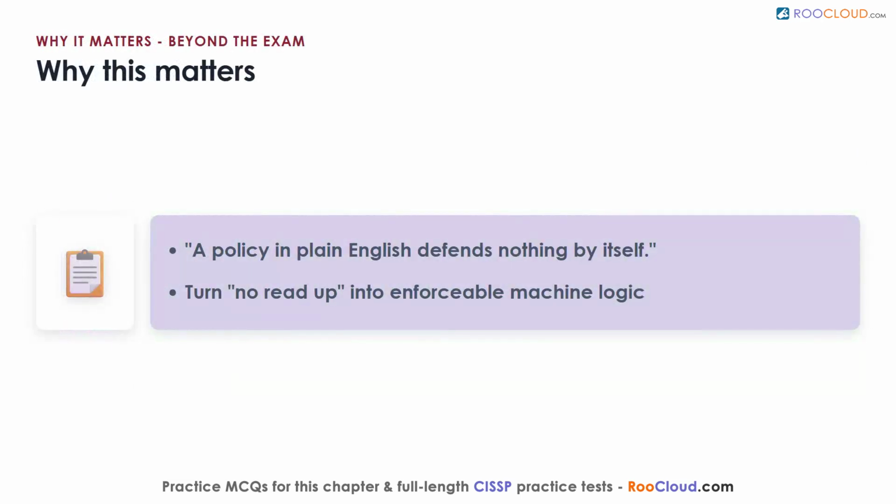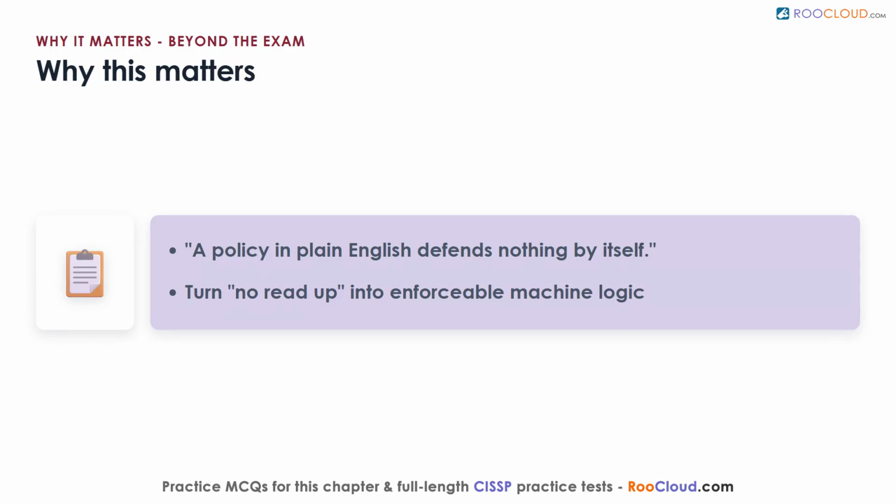Why does this matter beyond the exam? Because a policy written in plain English cannot defend anything by itself. Someone has to translate no read up into logic a system can enforce 1,000,000 times a second. Picture an architect handing a builder a rough sketch. Without precise blueprints, the crew is guessing. Security models are those blueprints, and understanding them lets you evaluate whether a system genuinely enforces the policy it claims to.